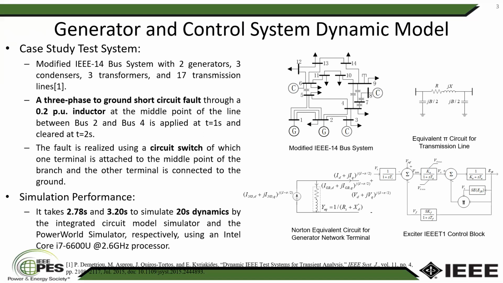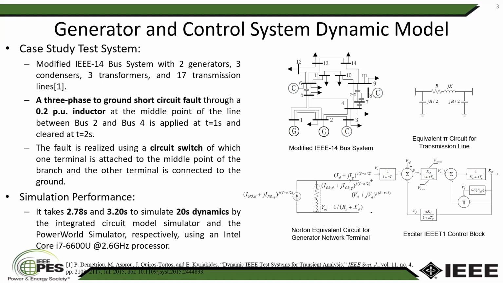The dynamics of generators and condensers can be implemented using circuit models, and the associated network interface is based on a Norton equivalent circuit model. The system experiences a three-phase short circuit fault through a 0.2 per unit inductor for a time period of 1 second. The fault is realized using a circuit switch implemented at the middle of the fault point.